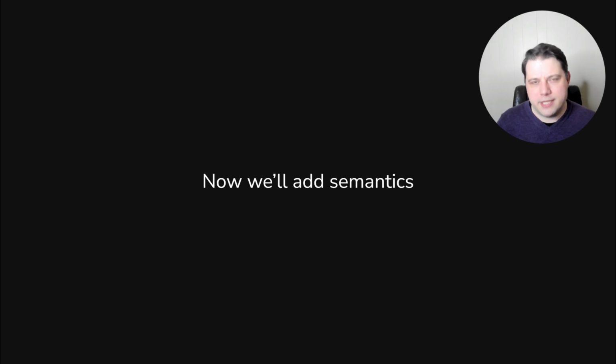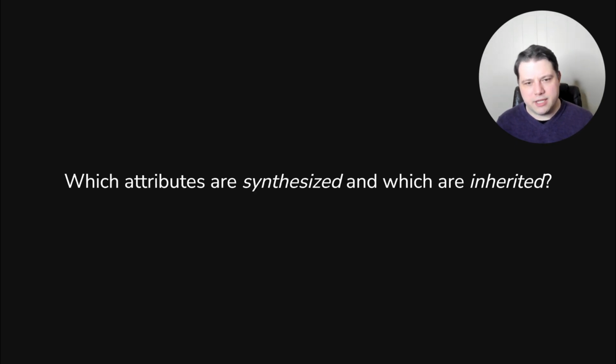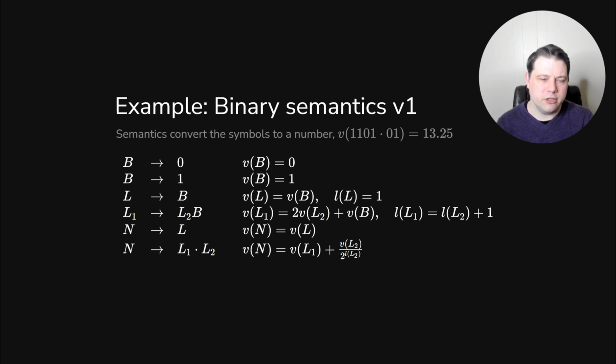Now, we'll add semantics, and I would like you to pay attention here to whether we're dealing with synthesized or inherited attributes in each of these semantic rules. So this is going to be your first taste of what a definition of attribute grammar rules actually looks like. At the left, we have the grammar, and for each of these rules, we have how the values, the attributes we're going to assign to these nodes on the parse tree, are going to be calculated.